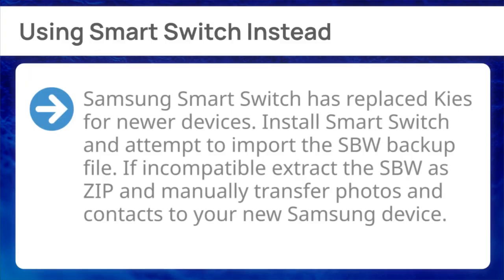Finally, using Smart Switch instead. Samsung Smart Switch has replaced Kies for newer devices. Install Smart Switch and attempt to import the SBW backup file. If incompatible, extract the SBW as zip and manually transfer photos and contacts to your new Samsung device.